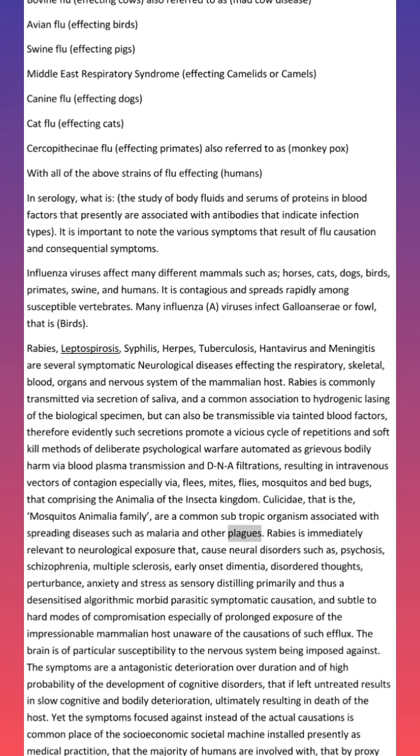other plagues. Rabies is immediately relevant to neurological exposure that causes neural disorders such as psychosis, schizophrenia, multiple sclerosis, early onset dementia, disordered thoughts, perturbance, anxiety, and stress as sensory distilling primarily, and thus a desensitized algorithmic morbid parasitic symptomatic causation, and subtle to hard modes of compromisation especially of prolonged exposure of the impressionable mammalian host unaware of the causations of such efflux. The brain is of particular susceptibility to the nervous system being imposed against.